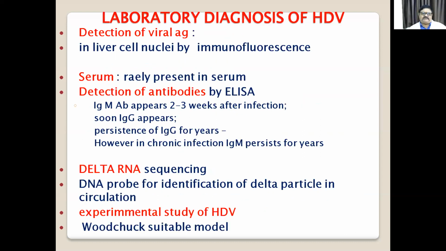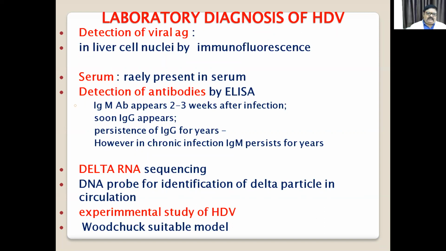Coming to laboratory diagnosis: detection of viral antigen in liver cell nuclei by immunofluorescence. In liver cell nuclei only, you can find the viral antigen. In serum, it is rarely present. Detection of antibodies can be done by ELISA, IgM 2 to 3 weeks after infection, and IgG appears subsequently. Persistence of IgG may be there for years. However, in chronic infection, the IgM also may persist. Please remember, this is a condition wherein you may find both IgM and IgG even years together.